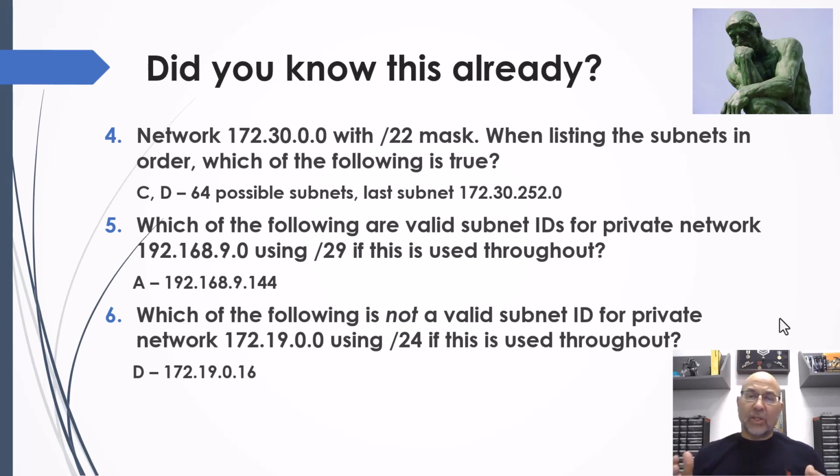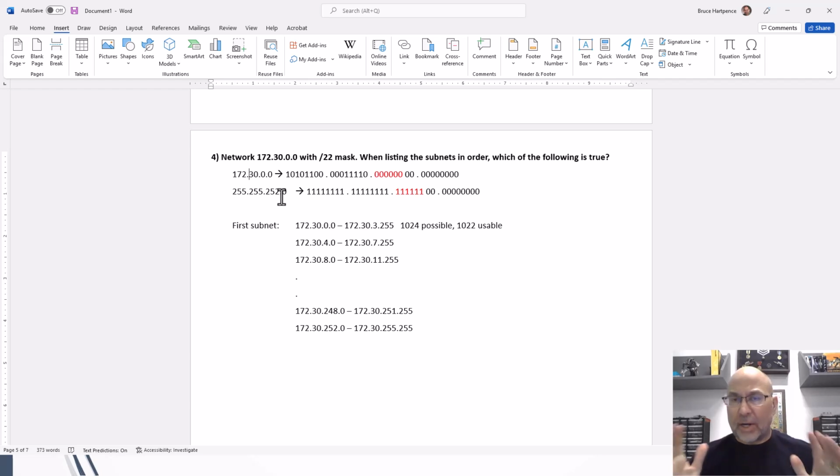So the thing to do here is to say, all right, if I was going to write them all out, what would be the patterns? And so that's what this question is asking about. Now, it turns out that the answers were C and D, the 64 possible subnets, and the last subnet was 172.32.52. But let's see how that works out. And it's helpful to write it all down and see what we're dealing with. It's just like a word problem that you used to do in math.